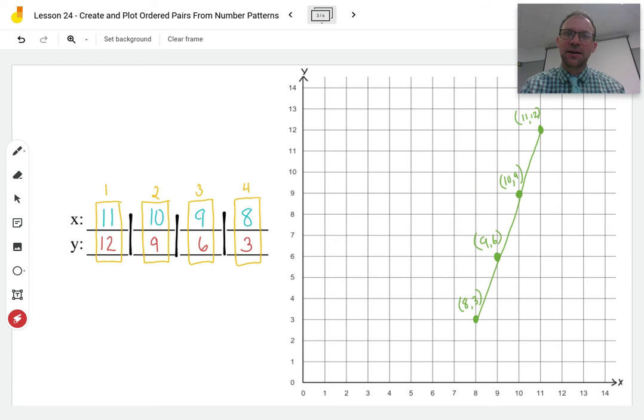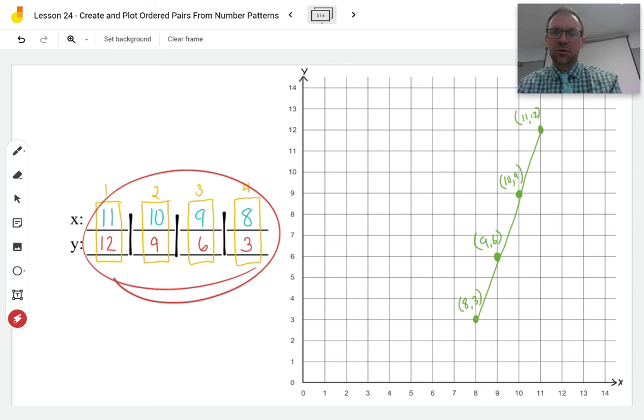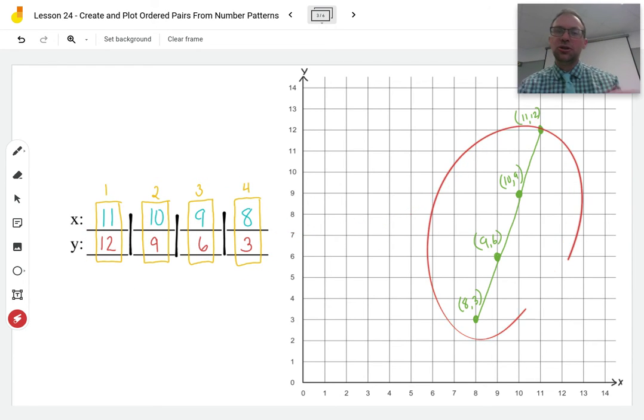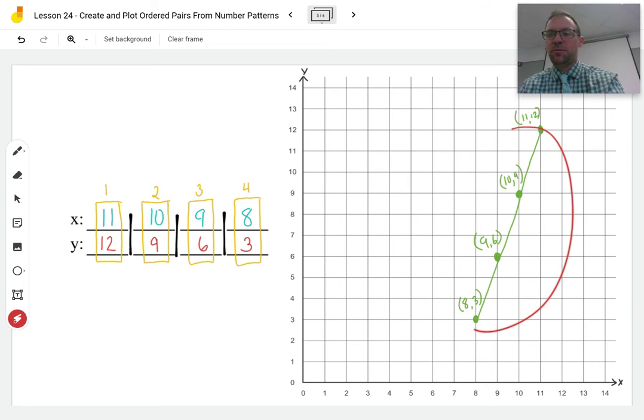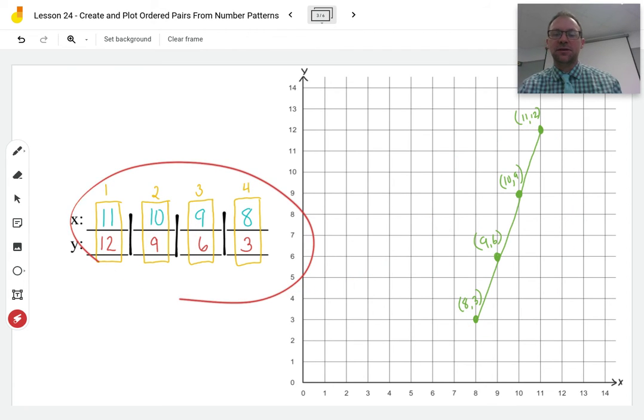Isn't that interesting? That is how we take a number pattern from rules, create ordered pairs, and then plot them to see what they actually look like. This is what the pattern looks like that we created from these ordered pairs.